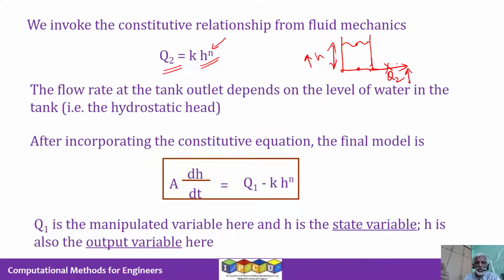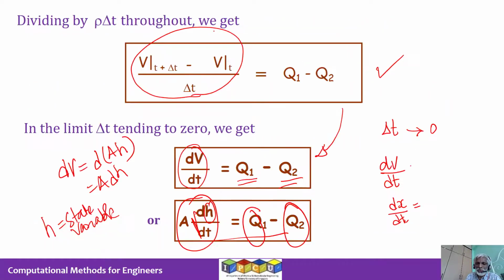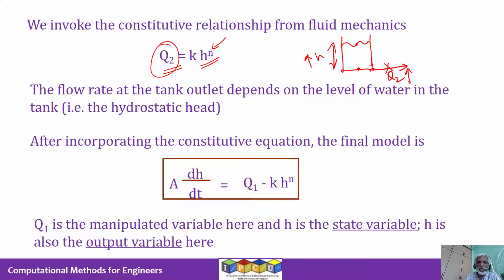So in general, by substituting Q2 equal to KH to the power of n, we can modify the mass balance equation that we had before in this particular way. Now, this is a complete model. So Q1 is the flow rate of the inlet stream, and the state variable in the system is H.